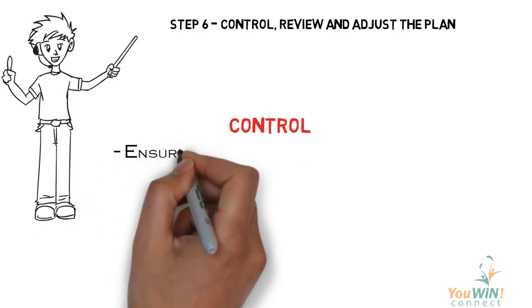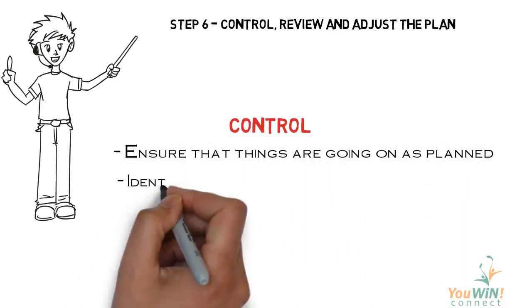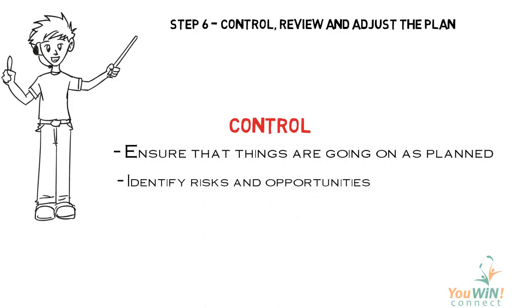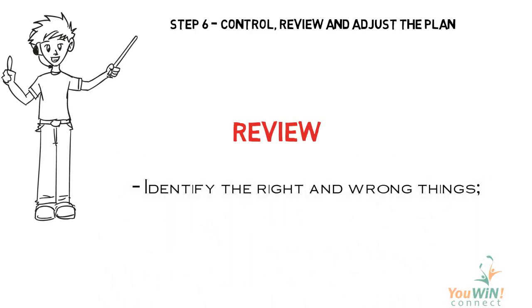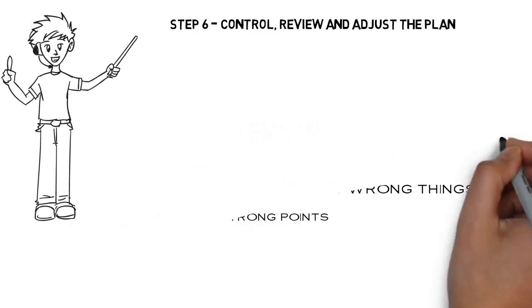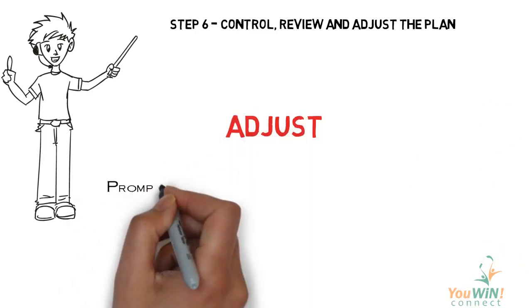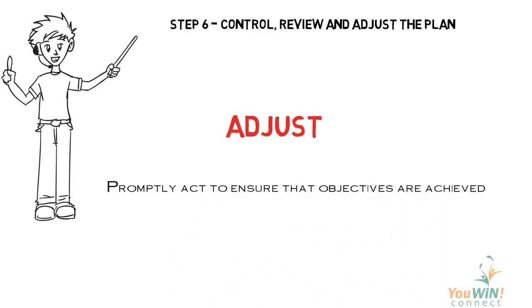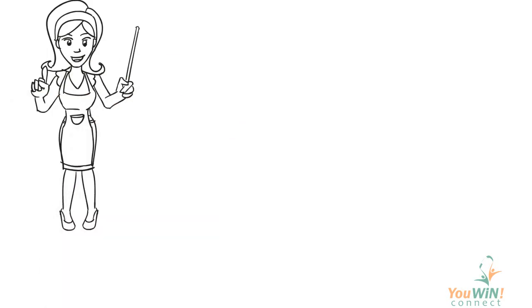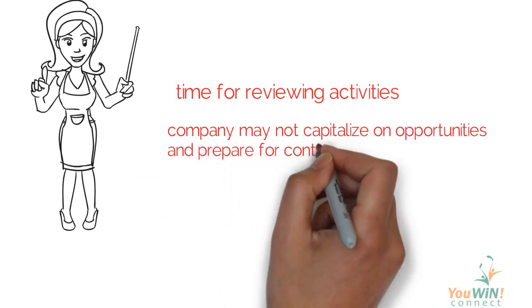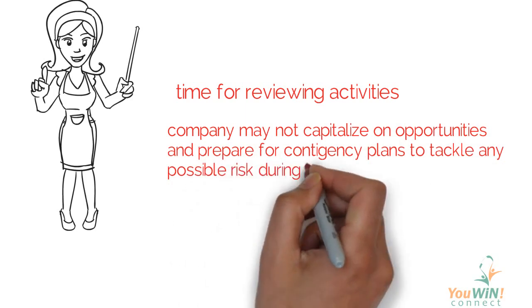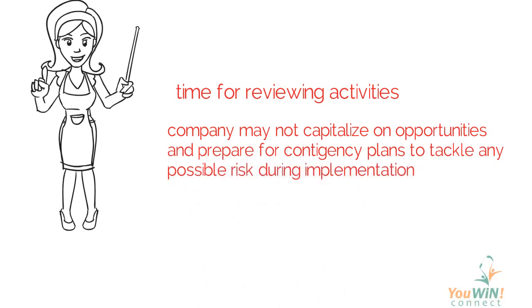So when you control, you ensure that things are going on as planned. You identify your risks and opportunities. You then go on to review, which is to identify the right and wrong things or your weak and strong points. You adjust. That means you act promptly to ensure that objectives are being achieved. It is not advisable to fix the time for reviewing activities. Otherwise, your company may not capitalize on opportunities and prepare for contingency plans to tackle any possible risks during implementation.